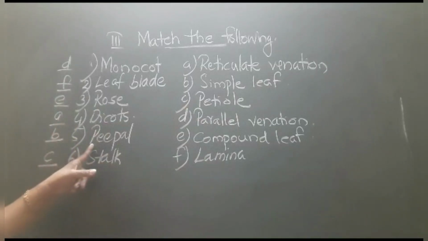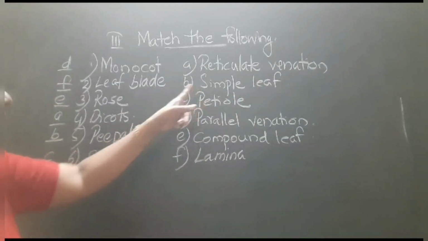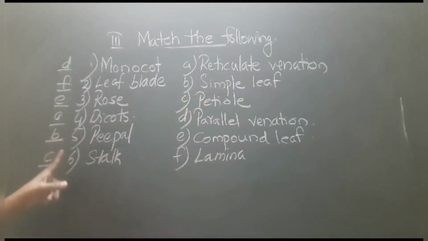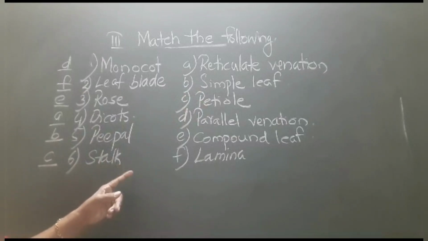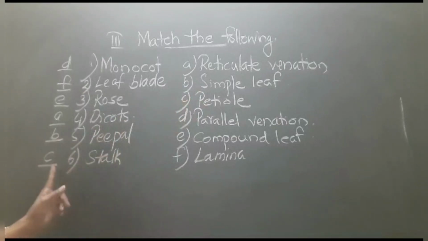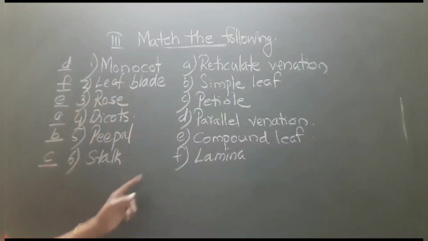Then peepal leaf, that is an example of simple leaf. Option B is the correct answer. Then last one is stalk. Stalk is otherwise called petiole. Option C is the correct answer. So these are the match the following.